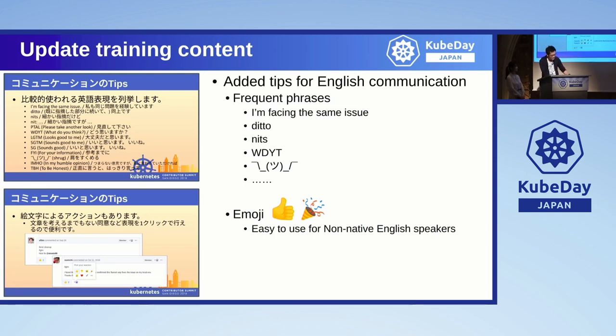And the second is emoji. This is great for non-native English speakers, I think, because we need some time to create English phrases, even for small things. We can express our emotions, for example plus one, okay, congratulations, with just one click, thanks to the great emoji culture.